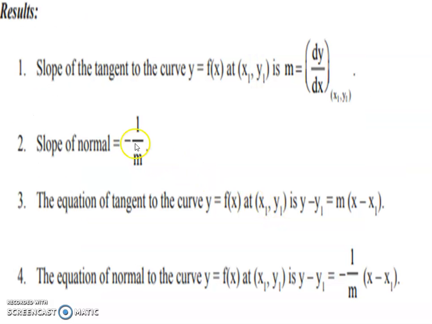Now for the tangent and normal to the curve, the slope of tangent to the curve y is equal to f of x at x1, y1 is m is equal to dy by dx at the point x1, y1. Slope of normal is minus 1 upon m. The equation of tangent to the curve y is equal to f of x at x1, y1 is y minus y1 is equal to m times x minus x1, where m represents the derivative at that point. The equation of normal is y minus y1 is equal to minus 1 upon m times x minus x1, where m is the slope of tangent and minus 1 upon m is the slope of normal.